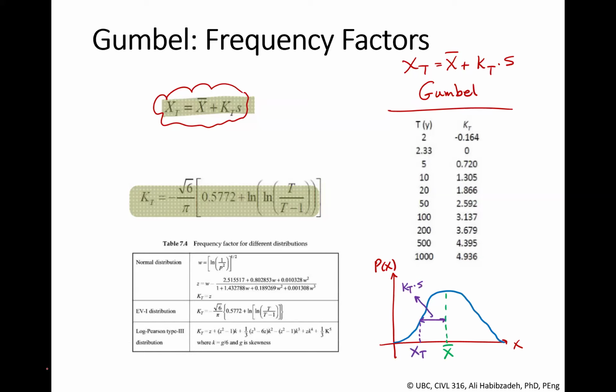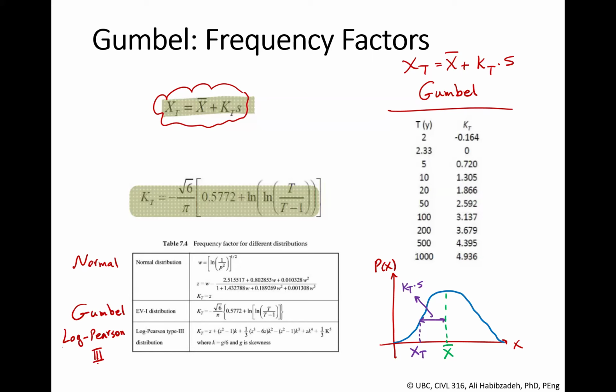Now, Gumbel is not the only distribution. There are other ones. I have a couple of them listed here. I know it's a little bit small, but the first one is normal. That's the actual equation for normal distribution. Second one is EV1 or Gumbel. Sometimes it's just called EV1. And the next one is log Pearson type 3. So Pearson is another person who studied floods and came up with equations.